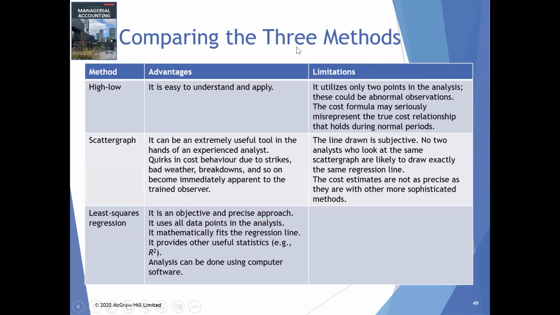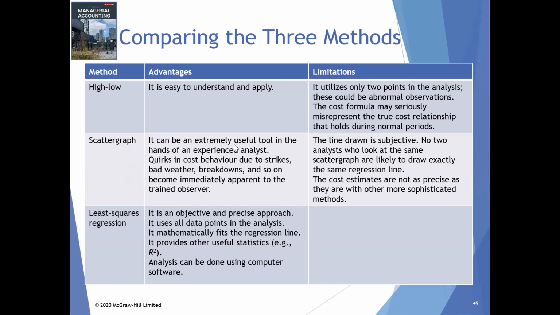Now we're going to compare the three methods. The high-low method is very easy to understand and apply. If you talk about the limitation, it utilizes only two points in the analysis, and these could be abnormal observations. The cost formula may seriously misrepresent the cost relationship that holds during the normal period. So some of the limitations you can find here, but it's very simple.